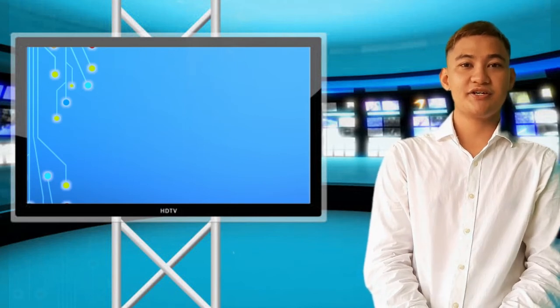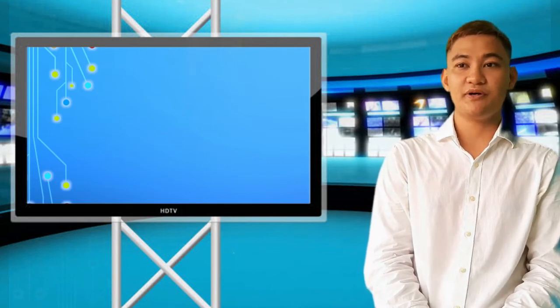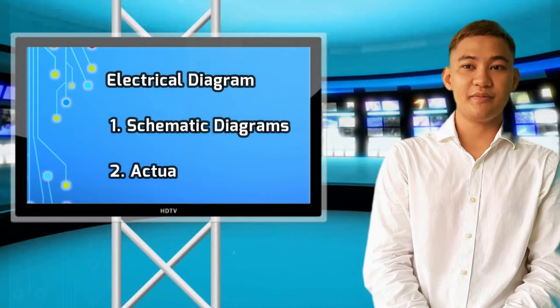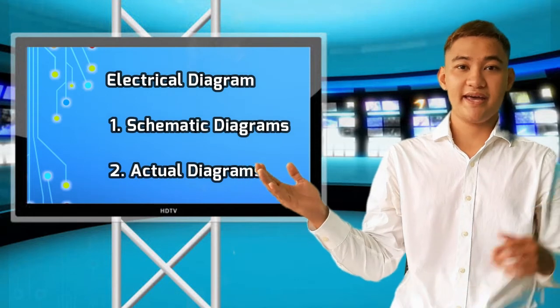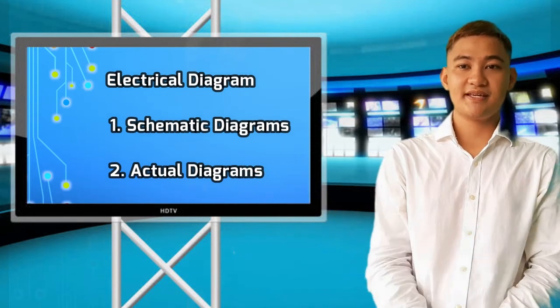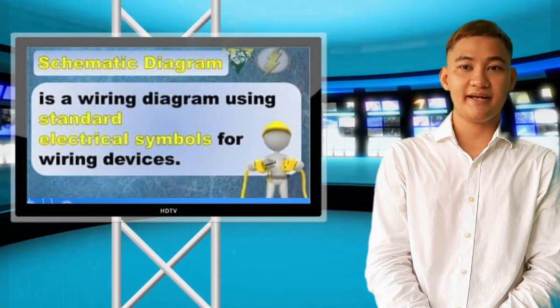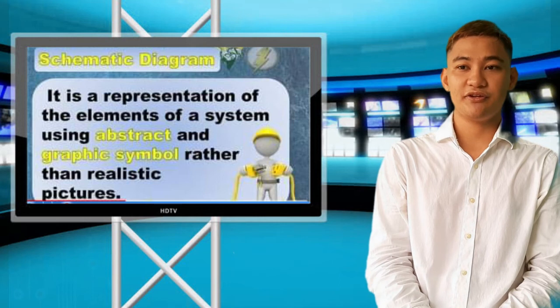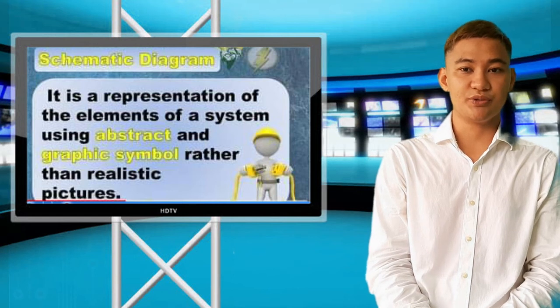So, now that we have completed the architectural diagram, let's move on to the electrical diagram. Under electrical diagram, we have a schematic diagram and actual diagram. Schematic diagram is a wiring diagram using standard electrical symbol or wiring devices. It is a presentation of the element of a system using abstract and graphic symbol rather than realistic picture.